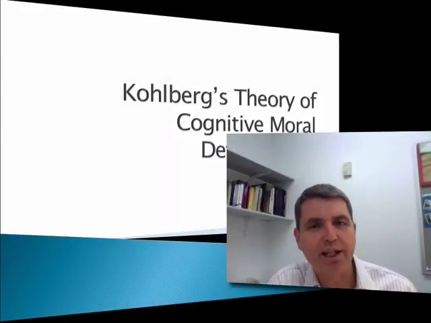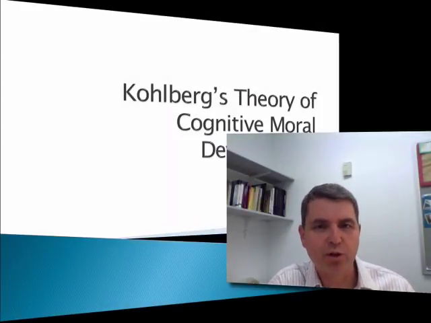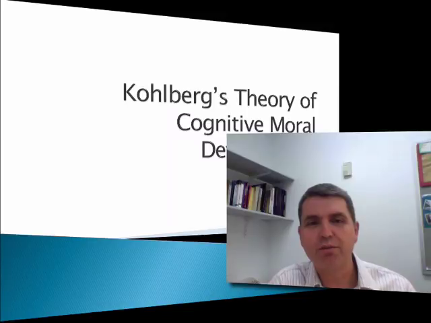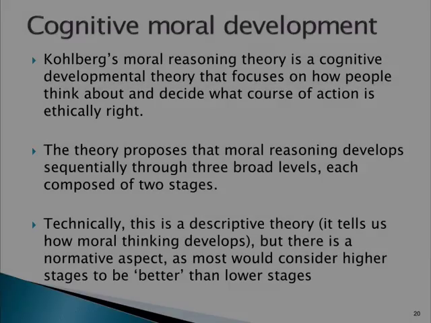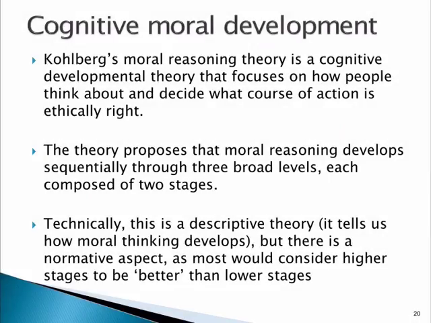In this second vodcast, we're looking at Kohlberg's theory of moral development. So why don't we get straight into it? Whereas we've been looking at normative theories of ethics, Kohlberg's is far more a descriptive theory of moral development, in that it really focuses on describing how people think about and decide what course of action is ethically right.